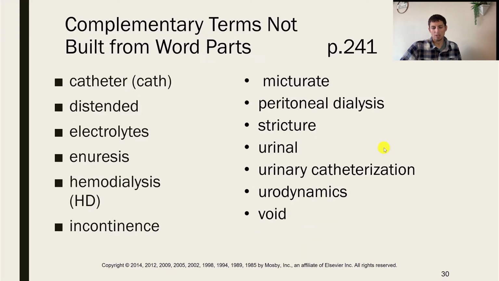Moving over to the chart on page 241, now we have the complementary terms that are not built from word parts. Here we see things like the catheter that's going to be placed inside of our patients if they're having problems voiding their urine. A catheter will be placed through the urethra into the bladder in order to drain that. A term like distended, like a distended bladder, meaning the bladder is not draining, so it's essentially being stretched out. Electrolytes we talked about previously in terms of the kidney's role in filtering those things out. Of course, we know the electrolytes being like sodium, potassium, magnesium, and so on.